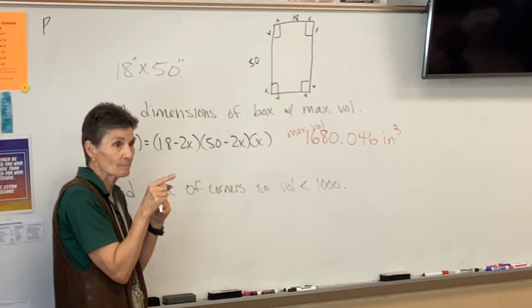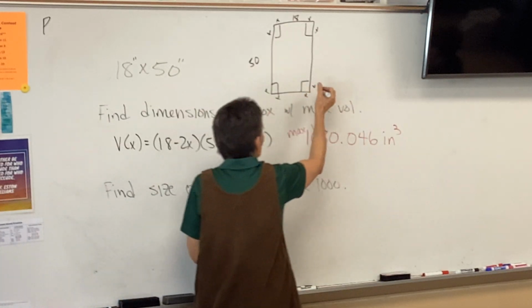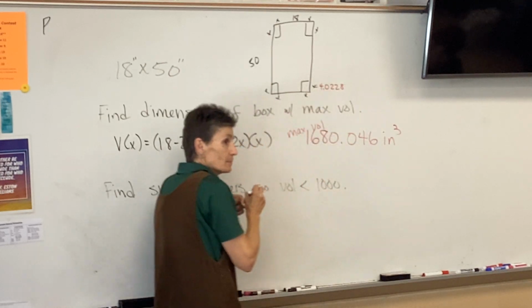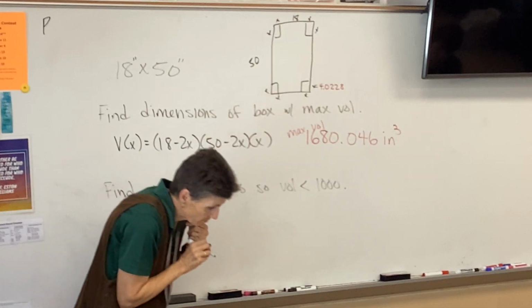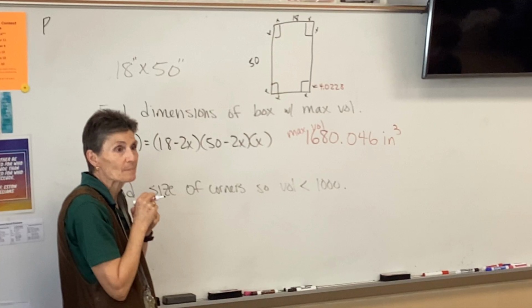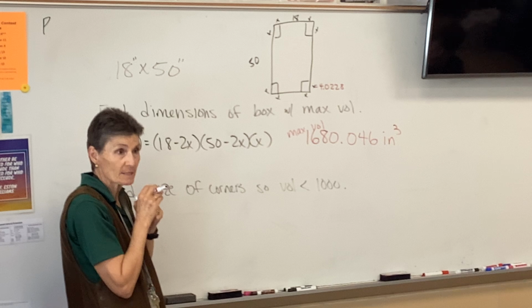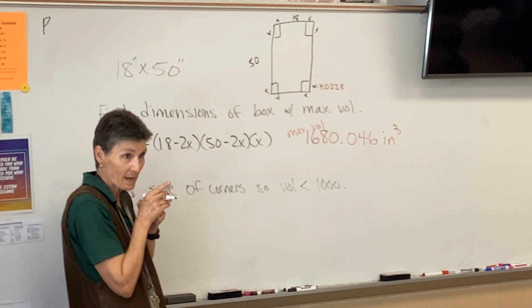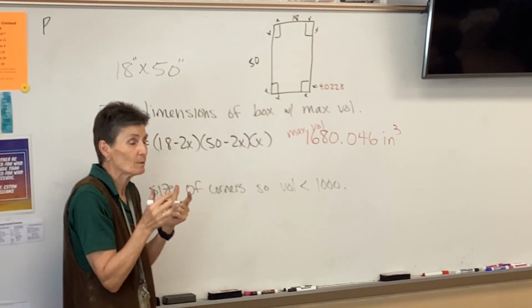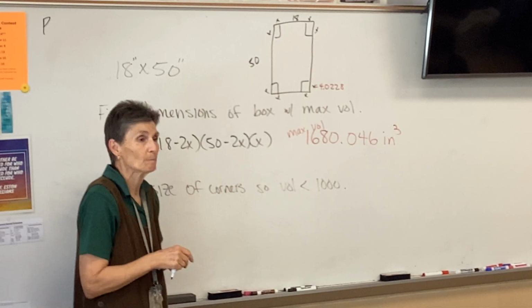Anybody got that one? Leo? 4.0228. Yep, that's what I have too. How did you get the max volume? Well, you graph the equation, and then second, calculate maximum, right? So just like we've done zeros, we've done intersections, max and min, it's all the same. It's all in the same location.